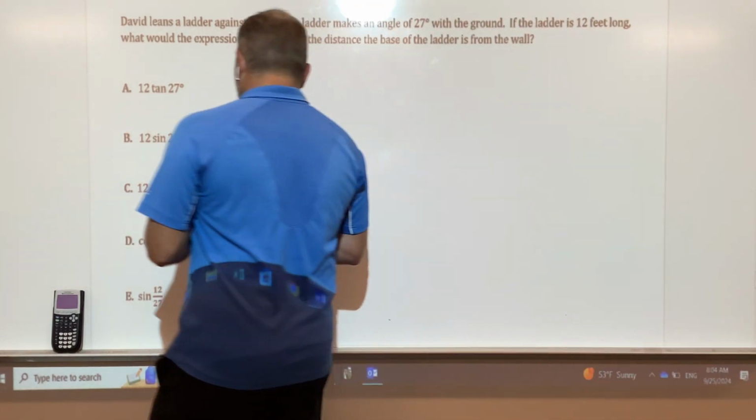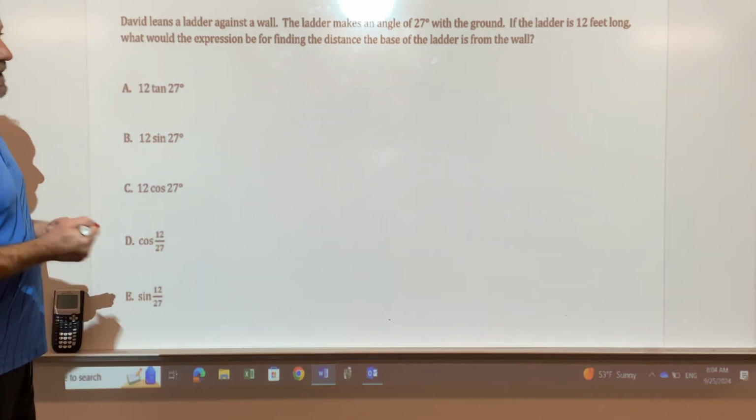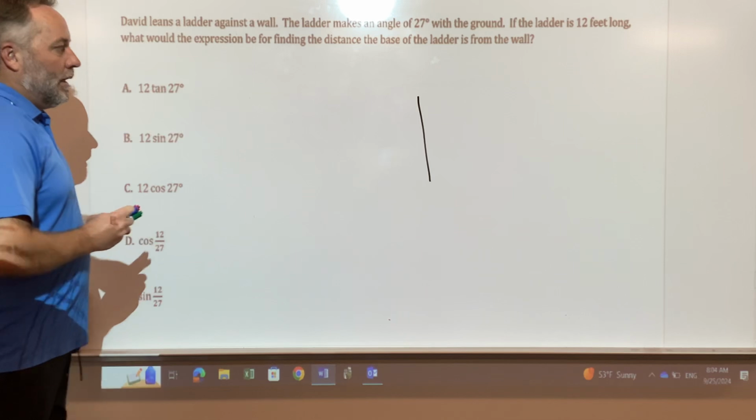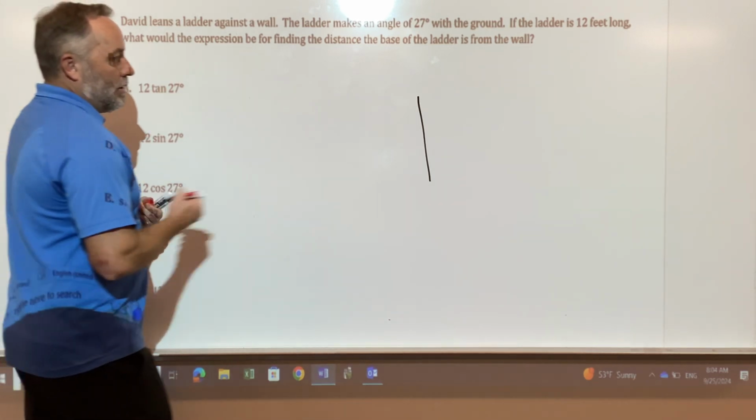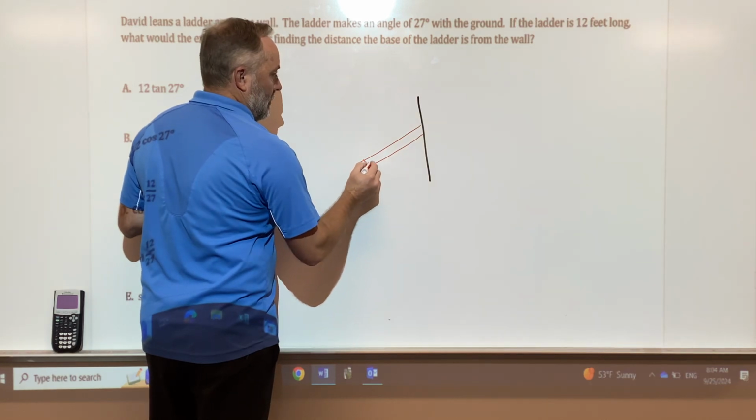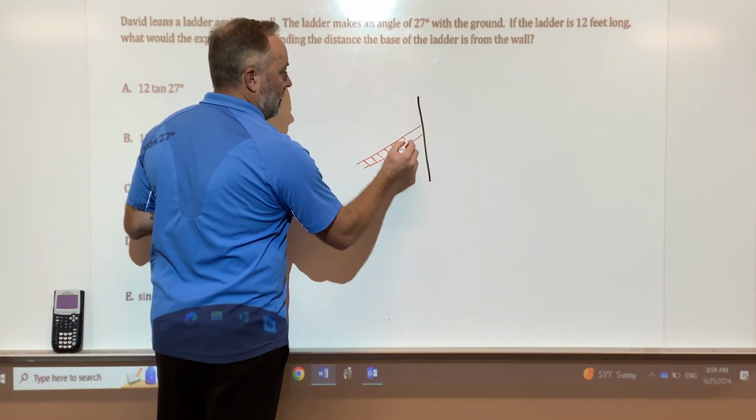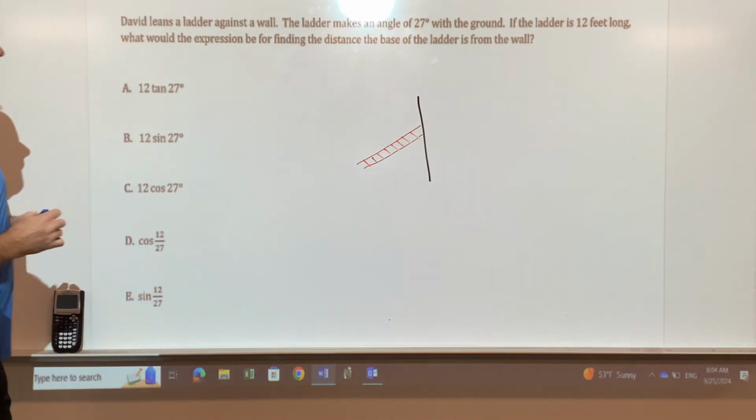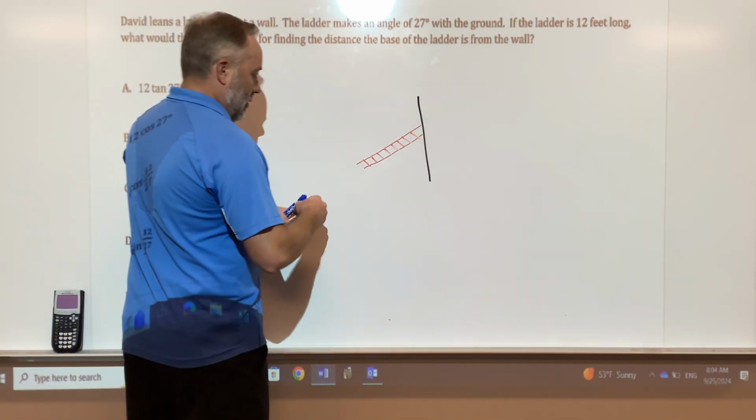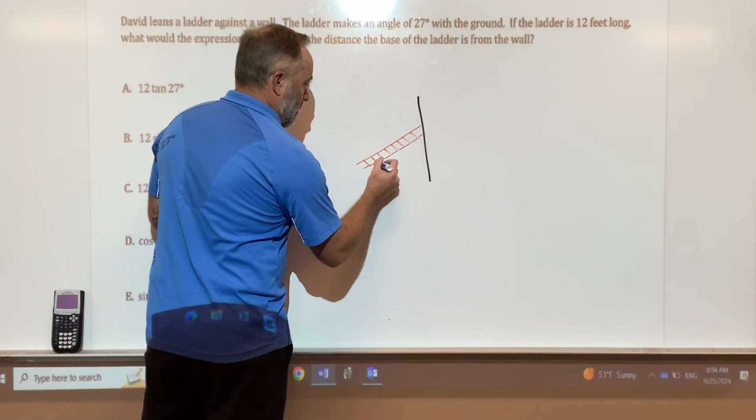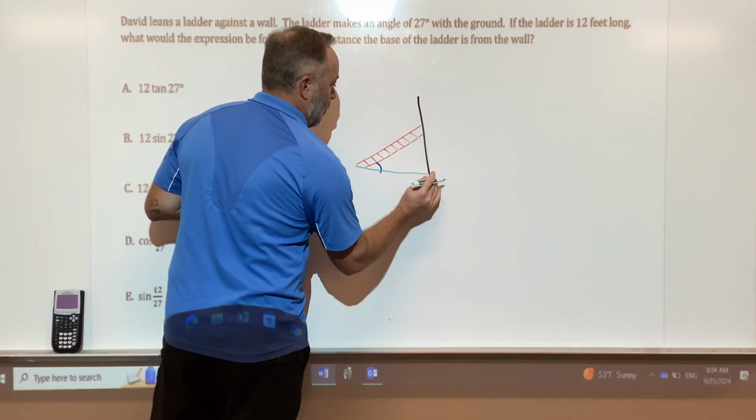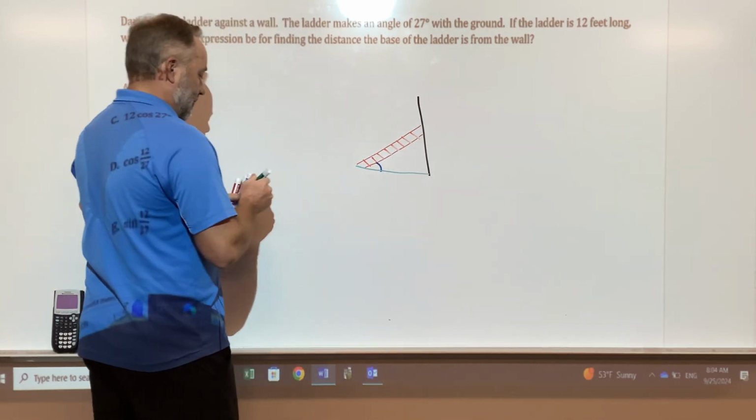Okay, so usually it's a good idea to draw a sketch of these things, and your sketch doesn't have to be fancy. And again, you're working against time for the ACT. So if that's the wall, and this is the ladder, we'll just make a quick sketch of that. So there's our ladder. What this question is telling us is that the ladder makes an angle of 27 degrees with the ground. So let me draw some ground. This would be 27 degrees right there.